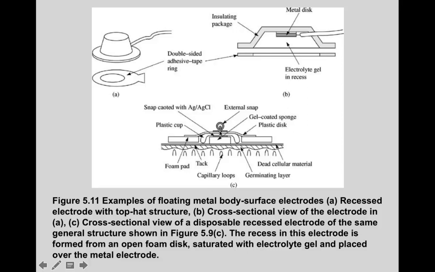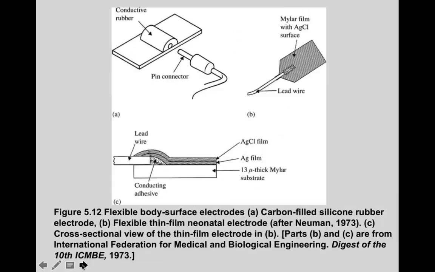And then number C is a disposable recessed electrode. It's kind of the same general thing as B, but often made with a less expensive material. And you can see there's a gel-coated sponge. Snap is coated with silver and silver chloride. So once again, all of these are gel type materials. They're all silver, silver chloride because of the superiority of that in a recording electrode.